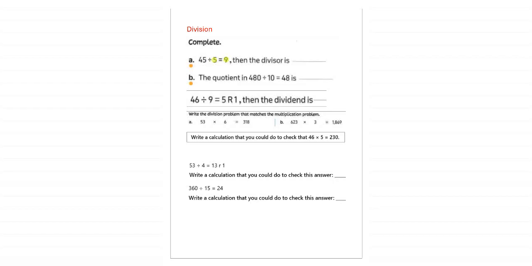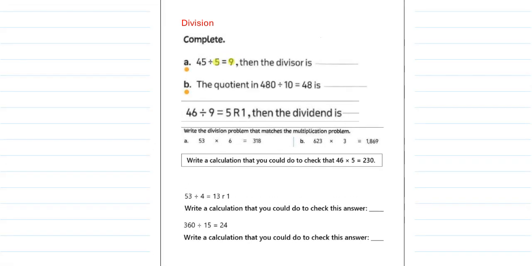First of all, you have to know that any division problem consists of three or four elements. For example, if you divide 45 by 5 and it gives you 9, the first number that you will divide is called the dividend. The second number is called the divisor, and the answer is called the quotient. The answer of division is called quotient.